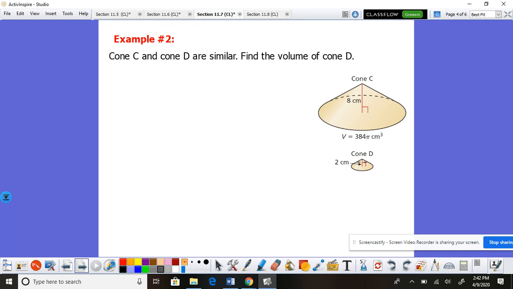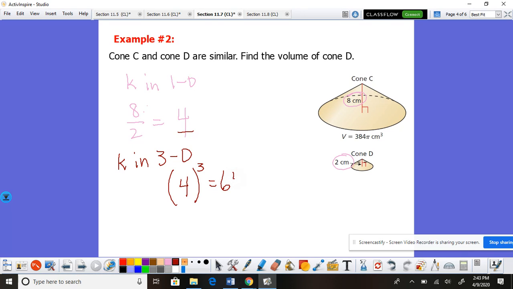All right, similar cones. We've done several of these. You guys should be pros. So the first thing we want to do is find the scale factor in one dimension. We'll notice your 8 and your 2. So the scale factor in one dimension is 8/2, which is 4. Now we're talking about volume, so that's 3 dimensions. So to find the scale factor in 3 dimensions, it's just 4, the scale factor in 1 dimension, to the 3rd power, which is 64.